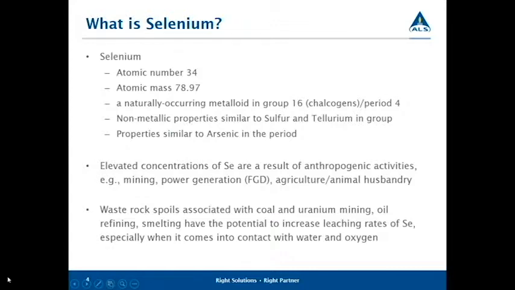Anthropogenic sources are typically from mining, power generation, so flue gas desulfurization plants, oil refining, and agriculture, especially animal husbandry, where I mentioned the fortification of certain foods and feeds, and also waste rock spoils, so associated with coal and uranium mining, oil refining, and smelting. They all have the potential to leach selenium, certainly if water and oxygen are present.